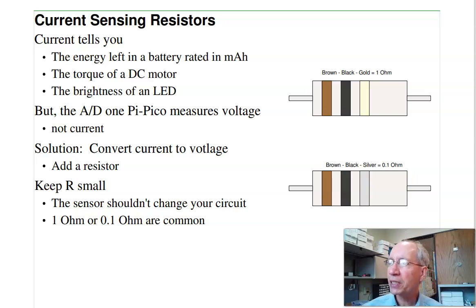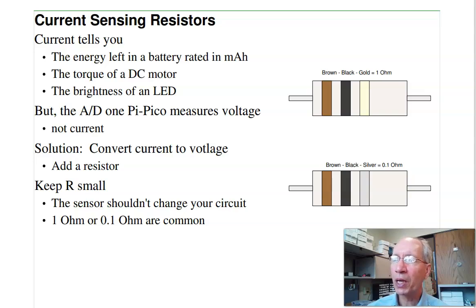Now, one of the ideas behind sensors is you're not supposed to change what you're measuring when you add the sensor. So I want to have a resistor which is small, so it doesn't really change the resistance all that much, but it needs to be large enough that I can see the voltage. That's why they build 1 ohm and 0.1 ohm resistors.